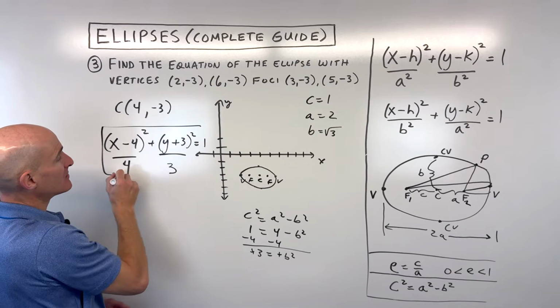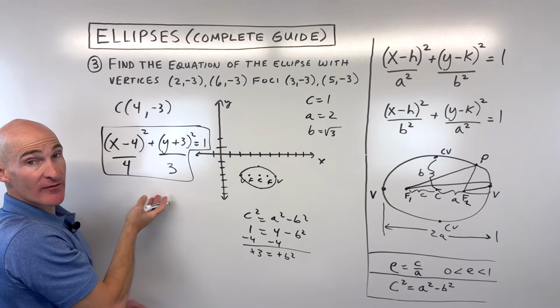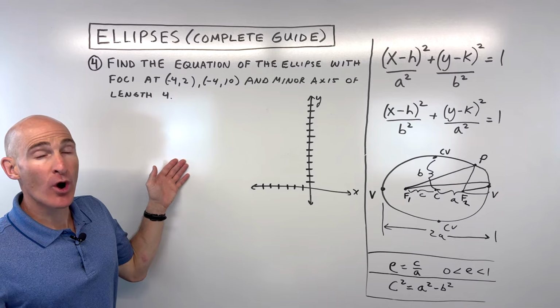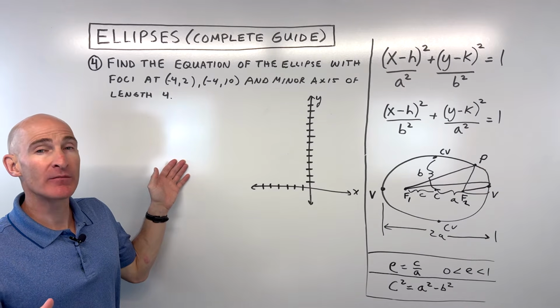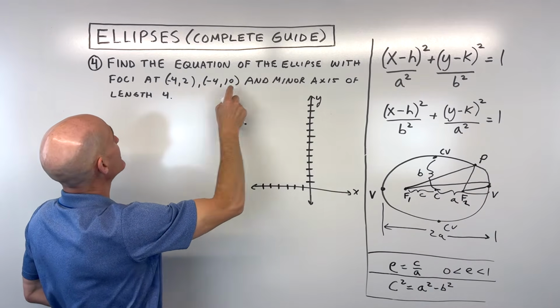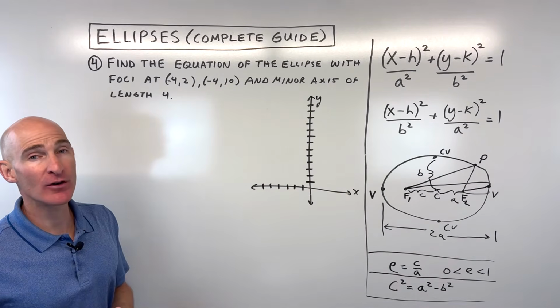And that's the equation of our ellipse. Let's take a look at another example. In example number 4, we're also writing an equation, but we're given different pieces of information. We're given the foci and the minor axis of length 4. How do we find the equation?